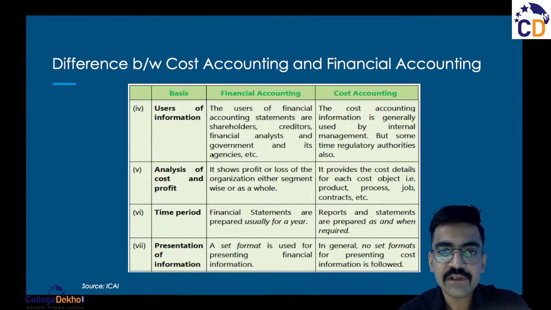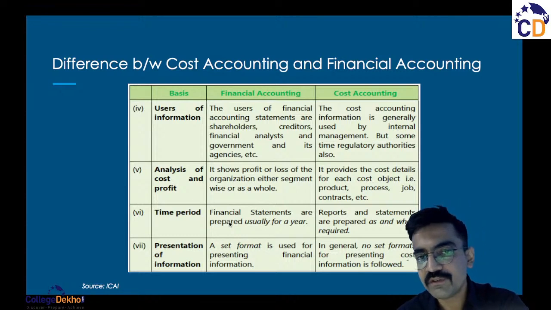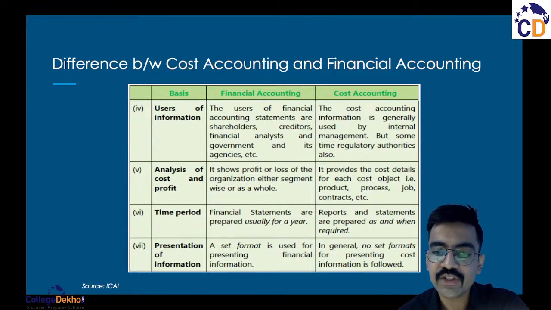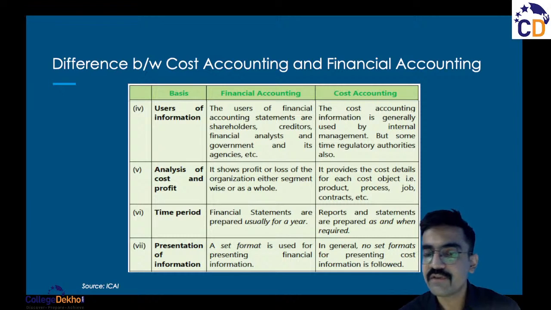Right? Then the time period for financial accounting. Financial statements are prepared usually for a year, which is a financial year, from April to March of a year. While on the other hand, cost accounting reports and statements are prepared as and when required. Since these are for the internal users, for the management of the company, they could be prepared as and when required according to the needs of the management of the company.